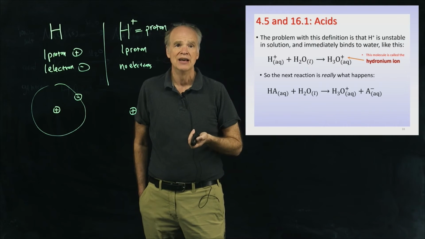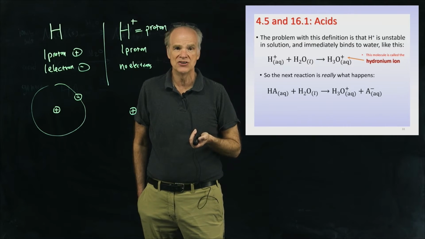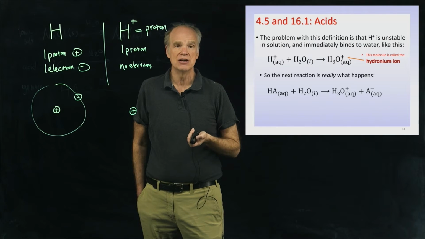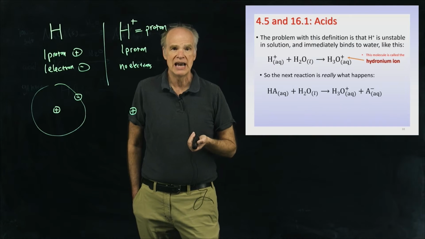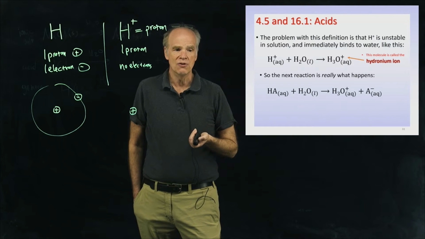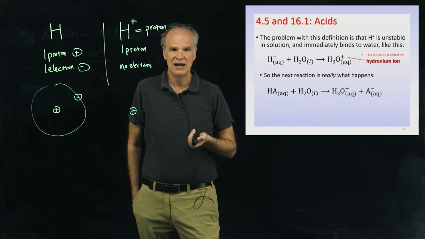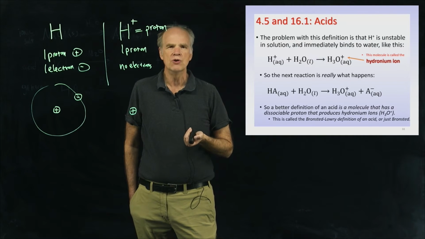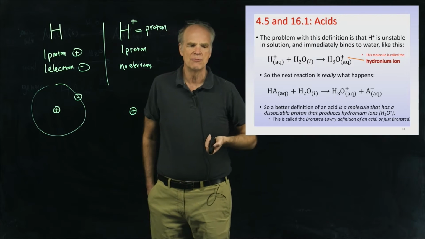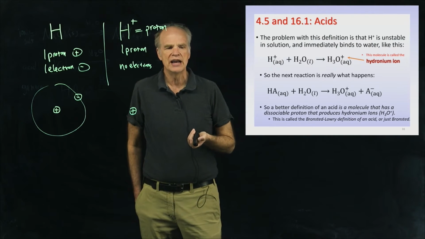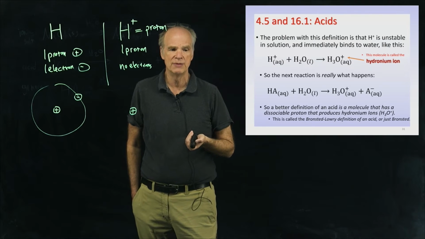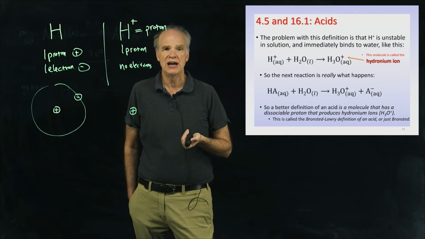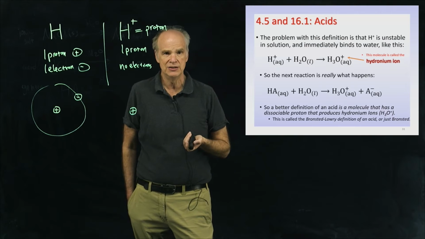When it does, that water picks up that hydrogen ion and becomes H3O+, which has a positive charge, and then you have the corresponding anion that's produced. Importantly, the H3O+ is called a hydronium ion. So a better definition of an acid is a molecule that has a dissociable hydrogen ion, or proton, that produces hydronium ions. The person who thought of this was a fellow named Bronsted.